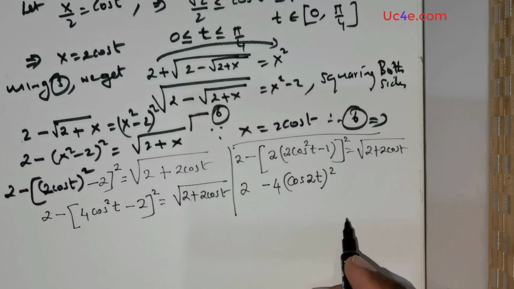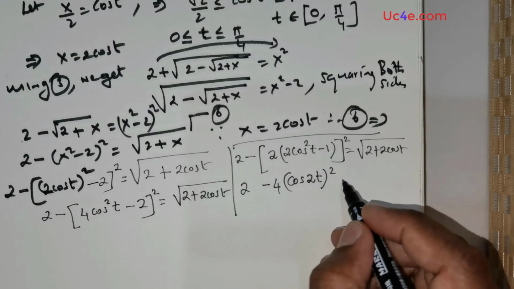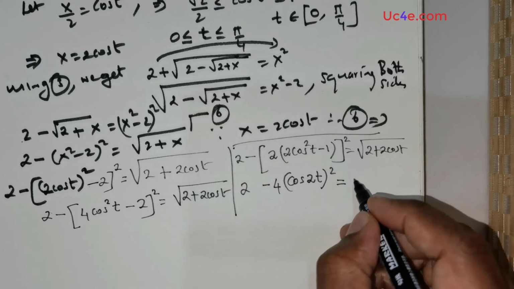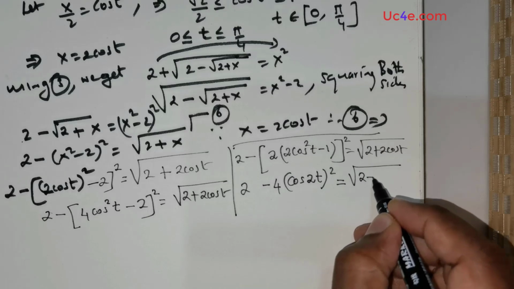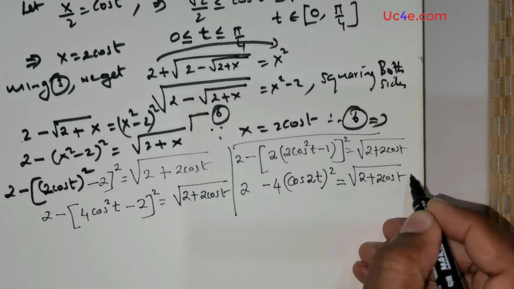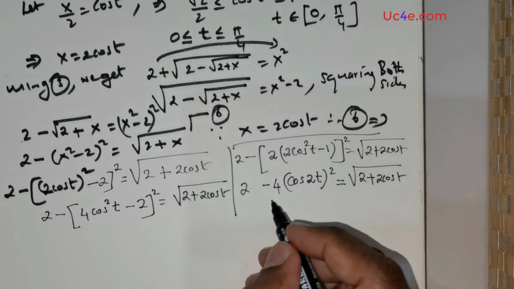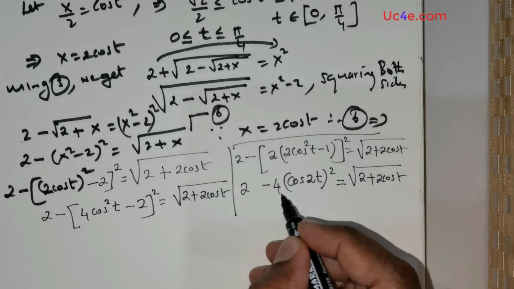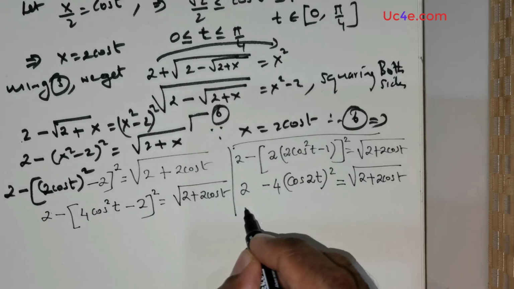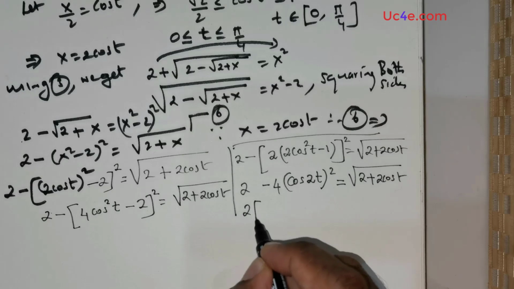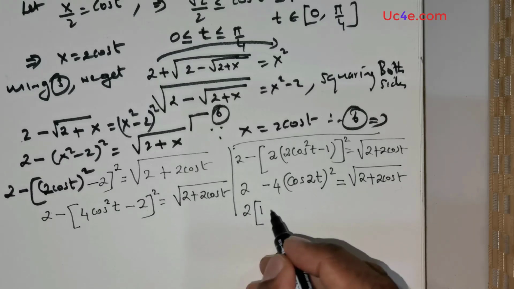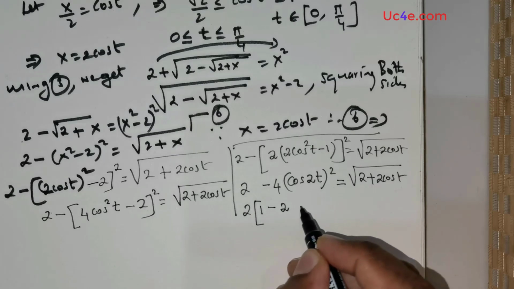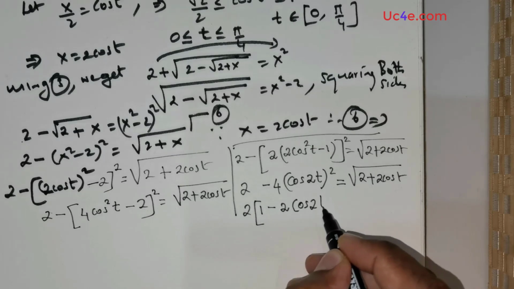And this can be further simplified. Let me just show you. Let me rewrite this term. So this is going to be 2 positive 2 times cos t. Now what I wish to do is take 2 out. So if I were to take 2 out, I would have 1 negative 2 times cos 2t.